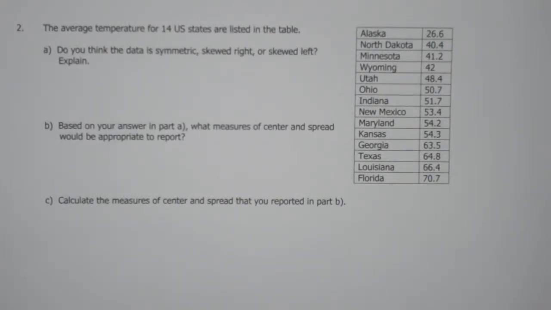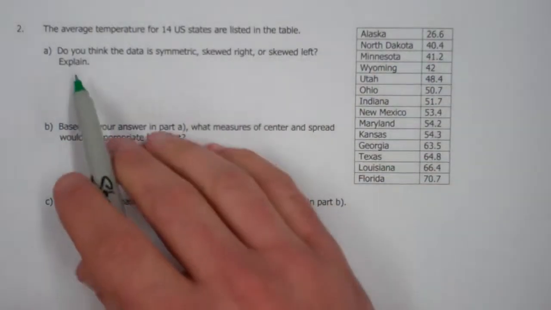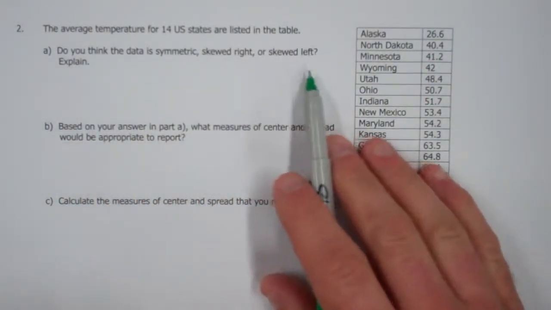In example 2, we're given the average temperature for 14 U.S. states, and that's listed on the table here on the right-hand side. This would appear to be degrees Fahrenheit. Let's see here, do we think the data is symmetric, skewed right, skewed left?